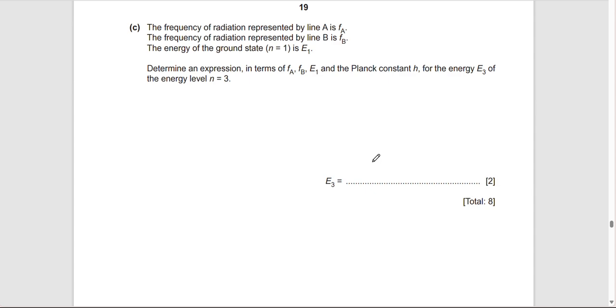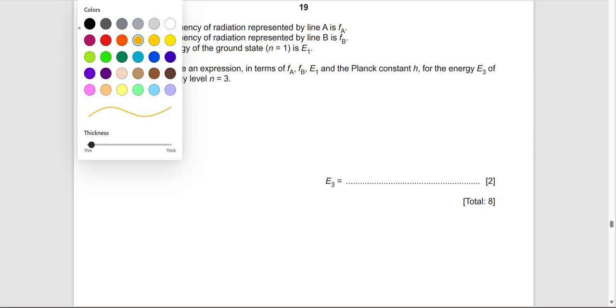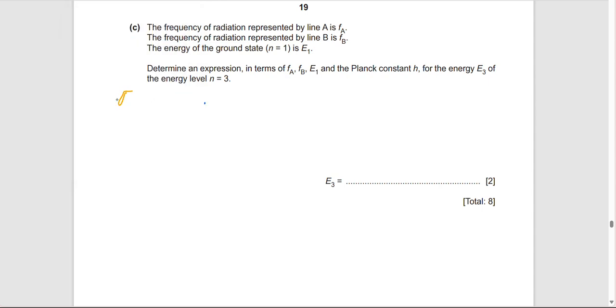See, the frequency of radiation represented by line A is Fa. The frequency of radiation represented by line B is Fb. The energy of the ground state n equals to 1 is E1. Determine an expression in terms of Fa, Fb, E1, Planck's constant, and the energy E3 of level n equals to 3. So what you do is you go for line B.